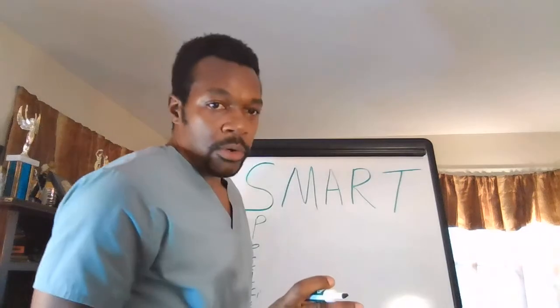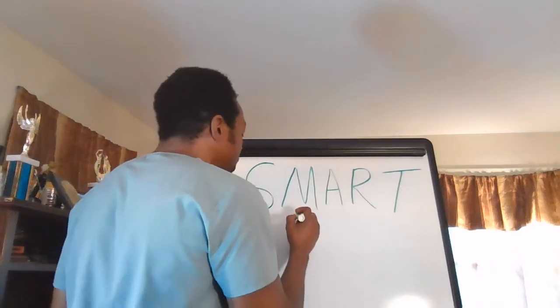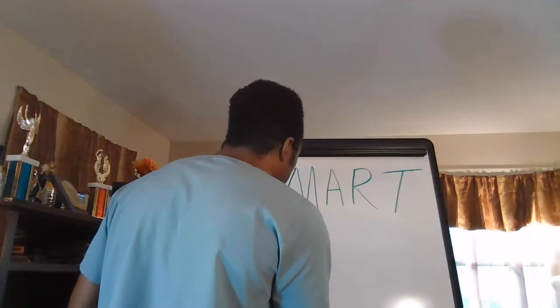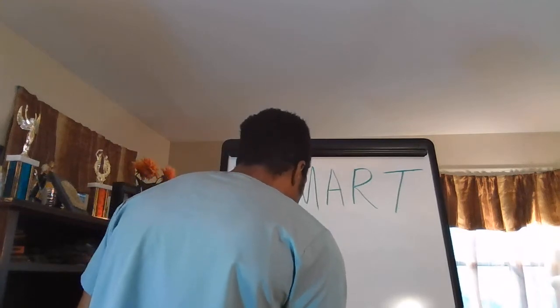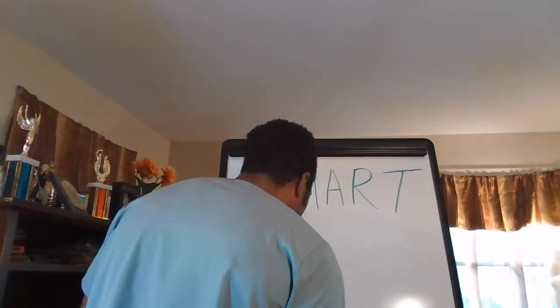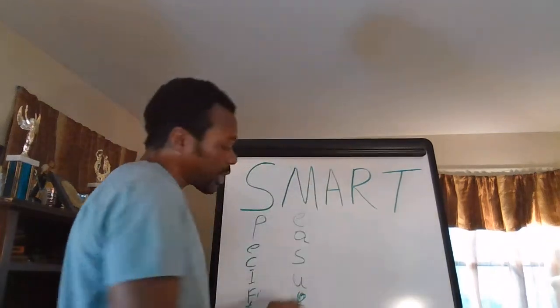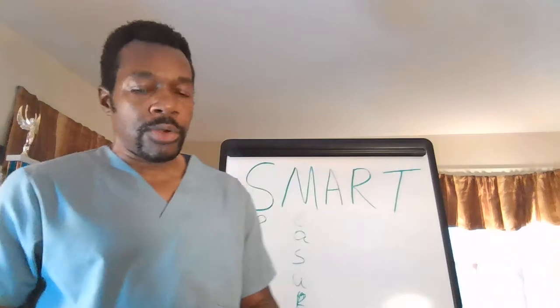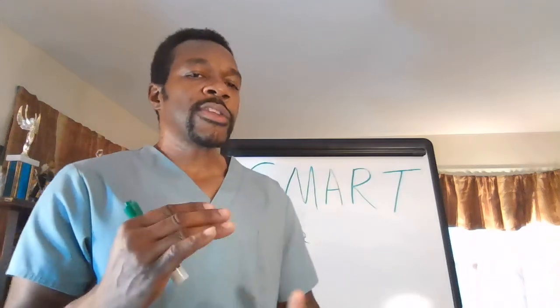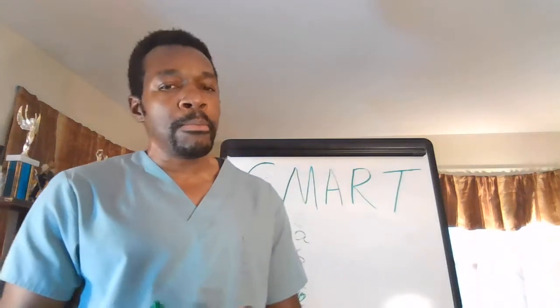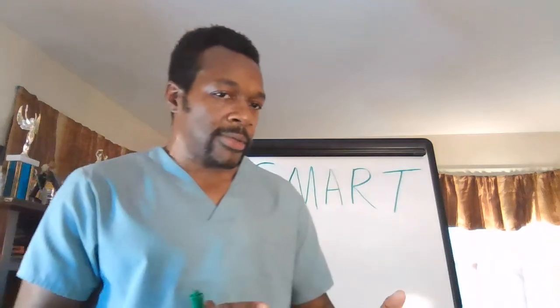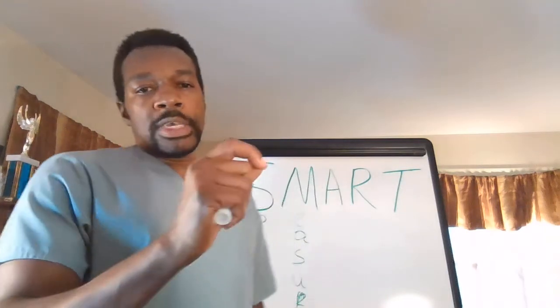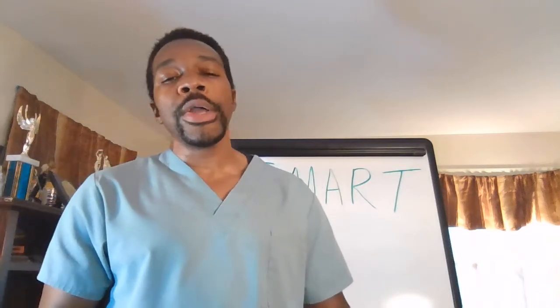All right, so that's what our M is for. It's measurable. So we want to be able to measure this, something that can be measured. It means that the goal must be written so that there is something there that can give a measurement to determine whether or not it met what it was intended, or it did not meet it.